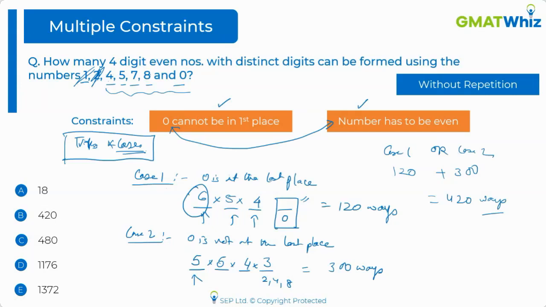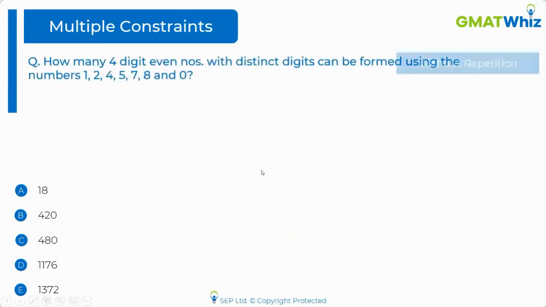And who was asking the level of this question? This is close to a 650 level question. Okay, let me end the poll and let's move ahead. So this you've already discussed.